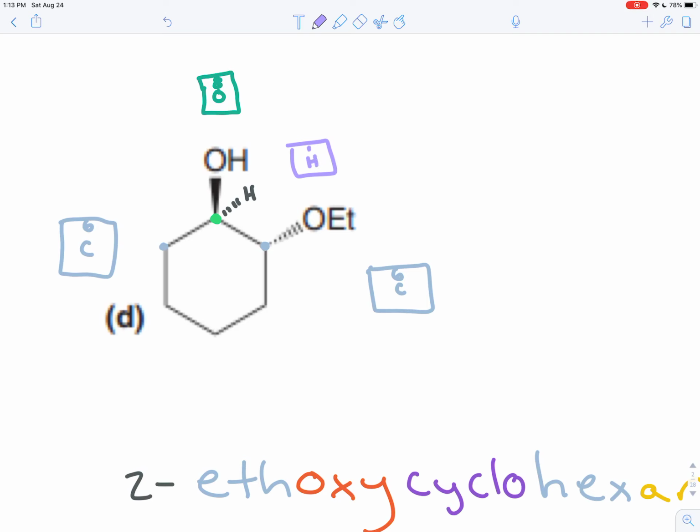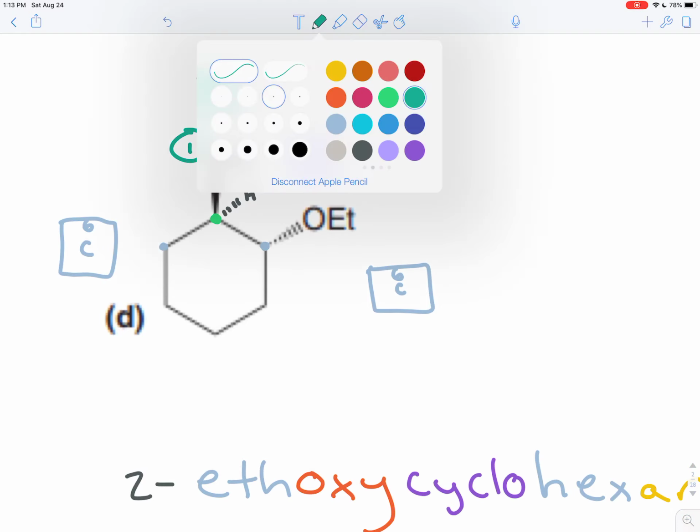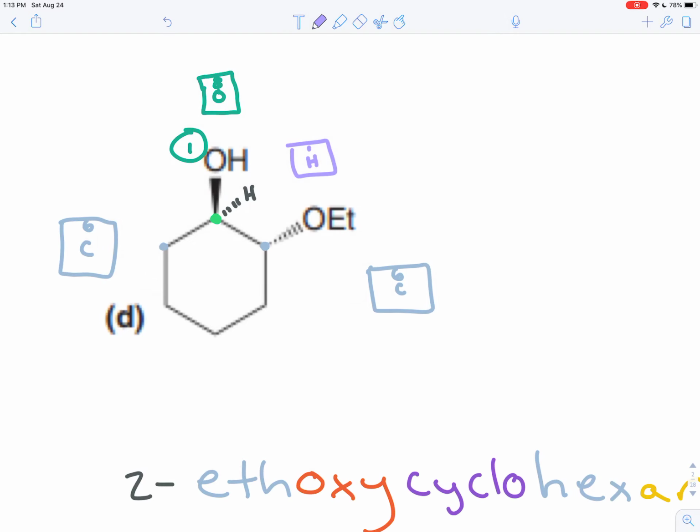And so those are our 4 things. You can see that the highest atomic number is 8 for the oxygen, so oxygen gets the highest priority, number 1. The lowest atomic number is 1 for hydrogen, so hydrogen gets the lowest priority, 4. So we can erase those.